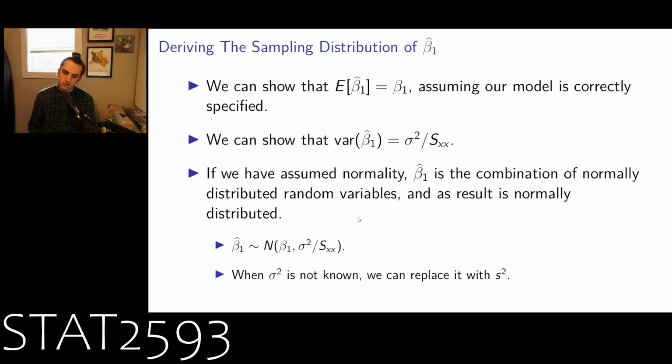Whenever sigma squared is not known, we can replace it with s squared, which is our estimate of that variance. We saw how to get the estimate of the variance when we were looking at that variance breakdown.